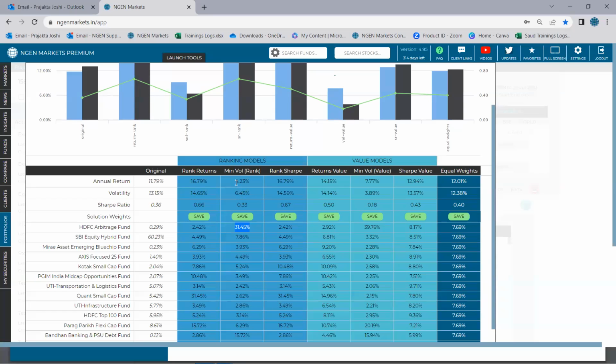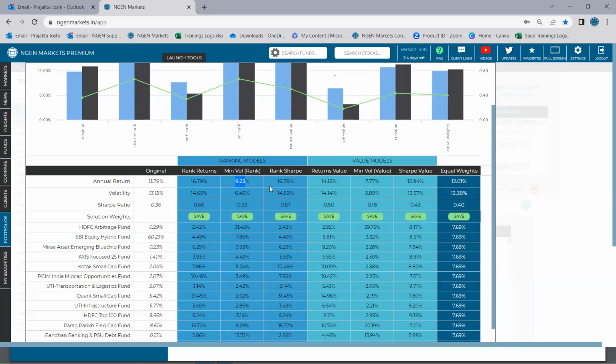And we can see that definitely the returns have reduced, but that has come at a cost of reducing the volatility by 6%. On the other hand, the returns have reduced by a meager 2%. Right. So that's definitely something that is worth considering, at least for a conservative client. Right. That's the minimum volatility model.